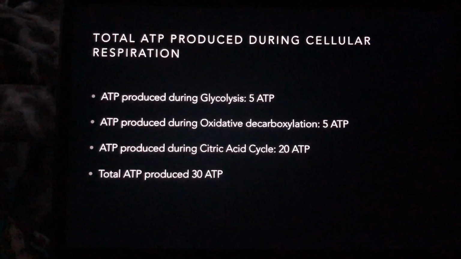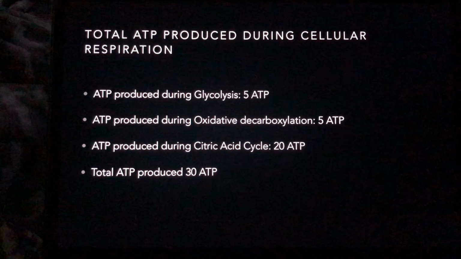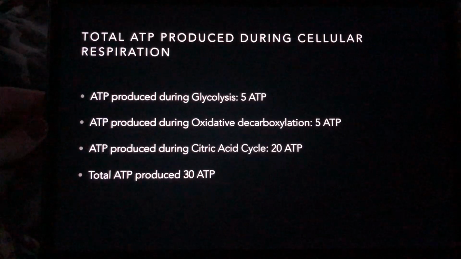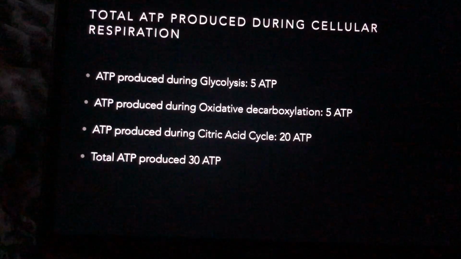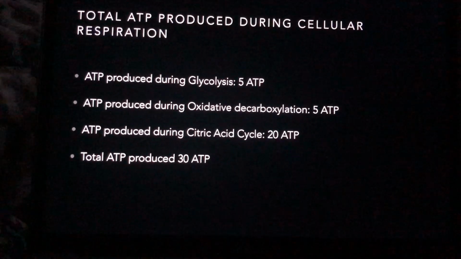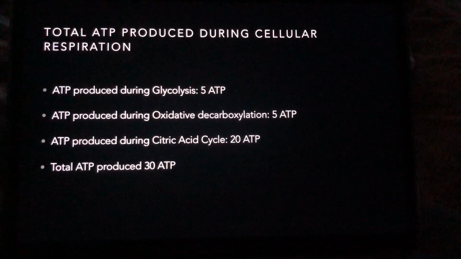And so on this slide, I just put the totals added up. From glycolysis, we have 5. Oxidative decarboxylation, we have 5, so that's 10. And then during the citric acid cycle, we get 20 ATP. And so that would give us our total of 30 ATP produced during cellular respiration.